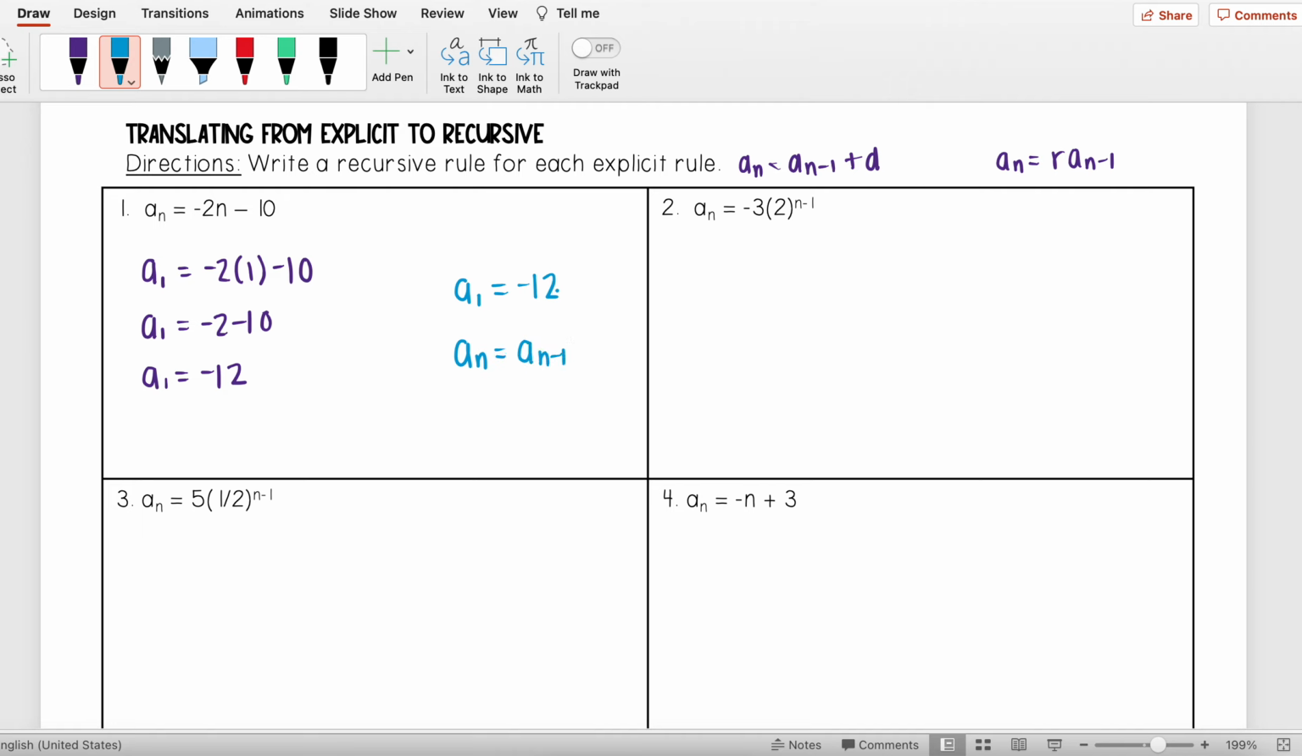But now I need to figure out what my D is. Well, the D is going to be whatever is being multiplied with that n. That's going to be the common difference. And I see in my formula here that D is negative 2. And so I need to subtract 2 at the end.